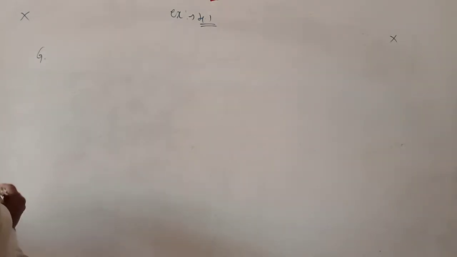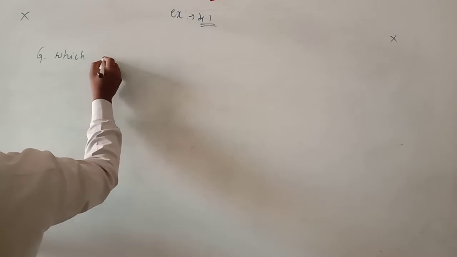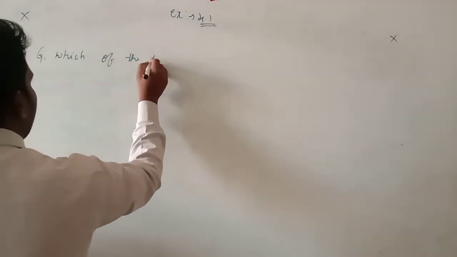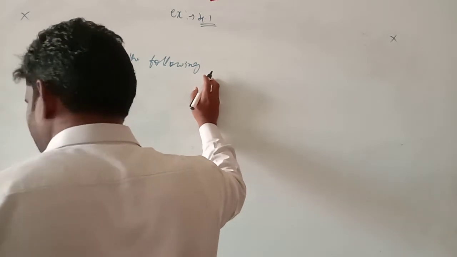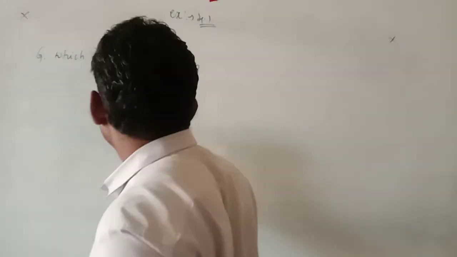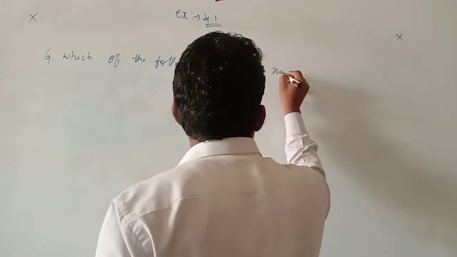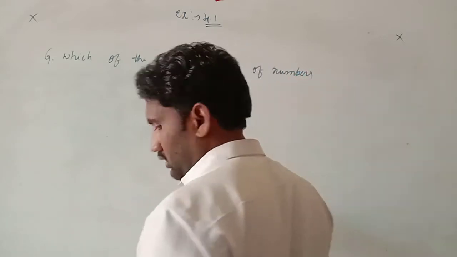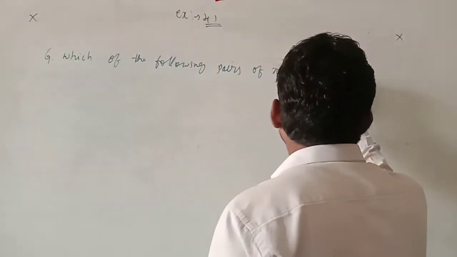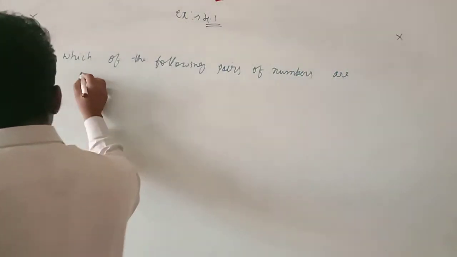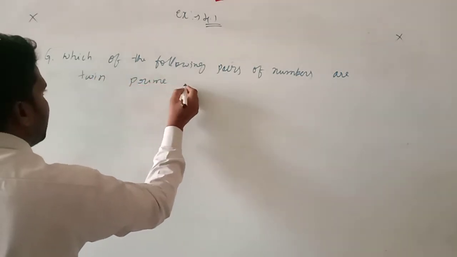That G question is, which of the following pairs of numbers are twin prime numbers?